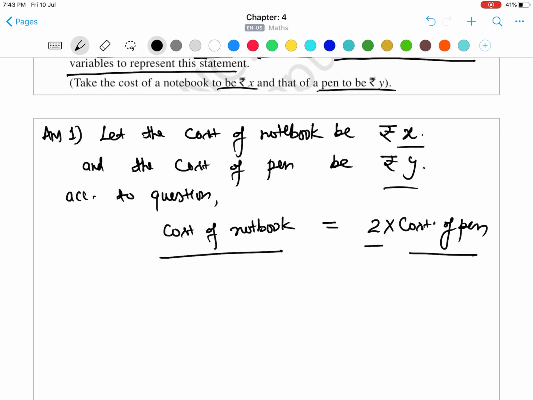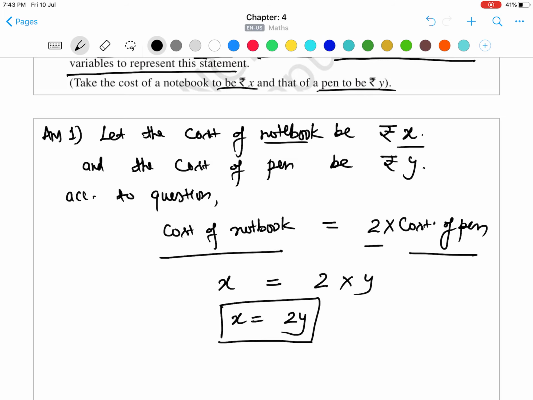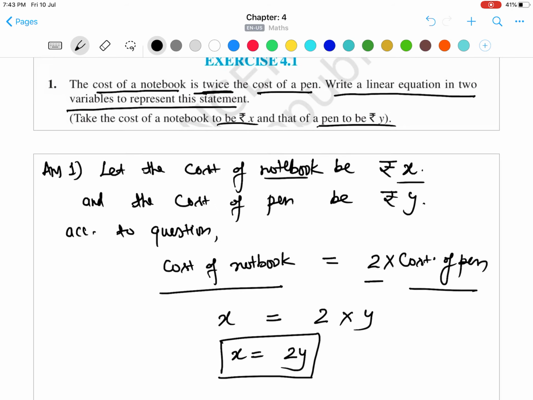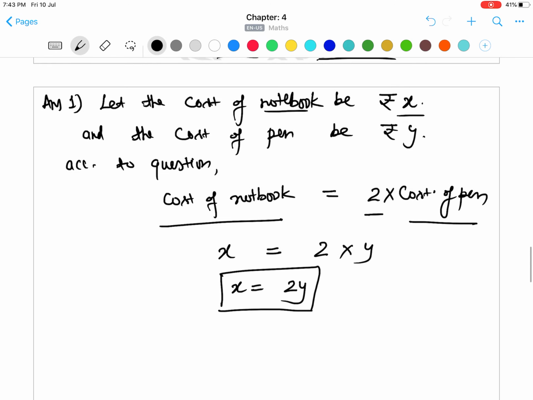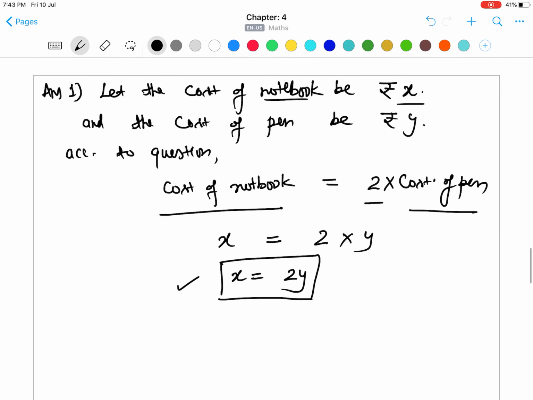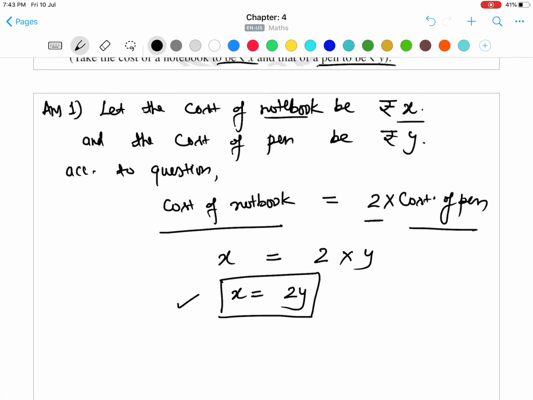Okay, so we have assumed the cost of notebook as x rupees, then we have the equality sign, then 2 multiplied by the cost of pen, and we have assumed the cost of pen as y rupees, so this will be y. Hence the equation is x = 2y. So this is our linear equation in two variables for the given situation. That's what we are asked to do: write a linear equation in two variables to represent the statement, that is, the cost of notebook is twice the cost of pen.